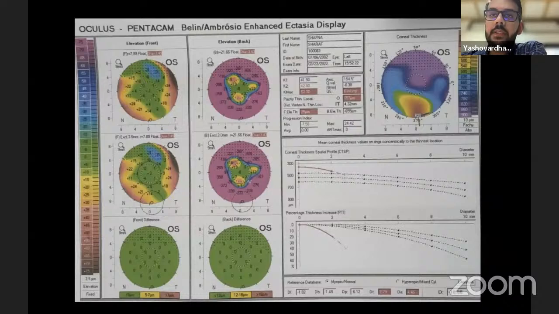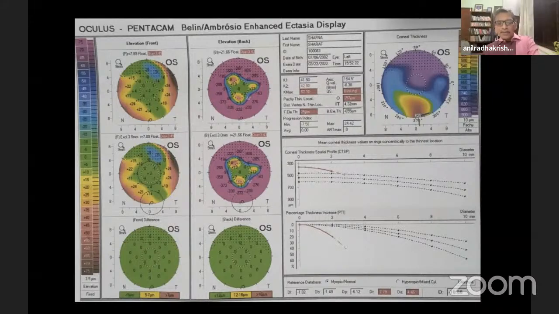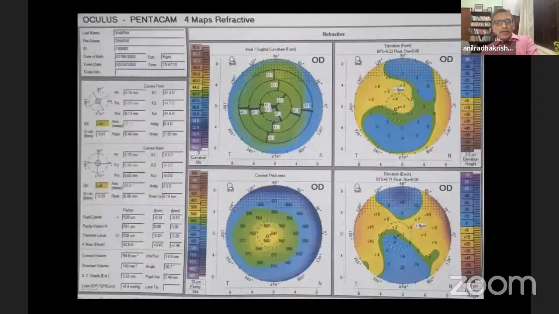So the front elevation, the first image shows the raw data, then the difference is all 0. It's way above the normal limits. No, actually, yes, this is a pathological cornea, this is the other eye of the same patient. So you can see that almost all the values are well within normal limits.